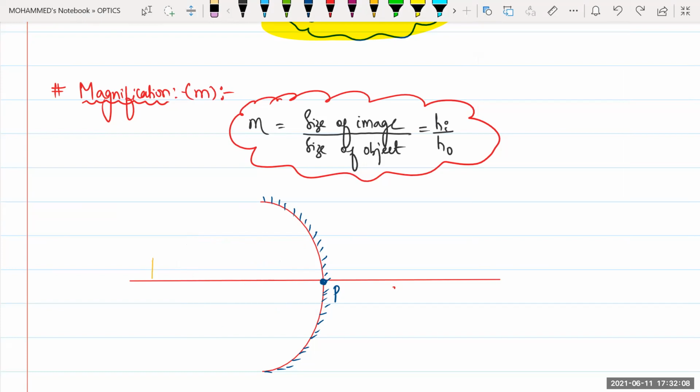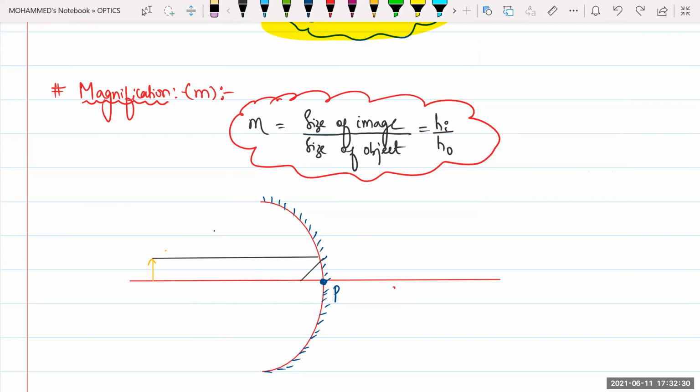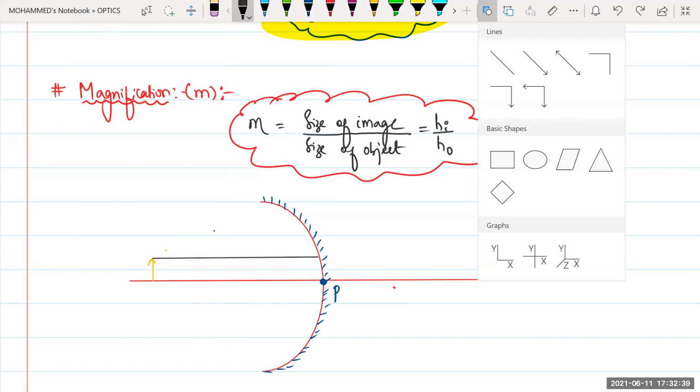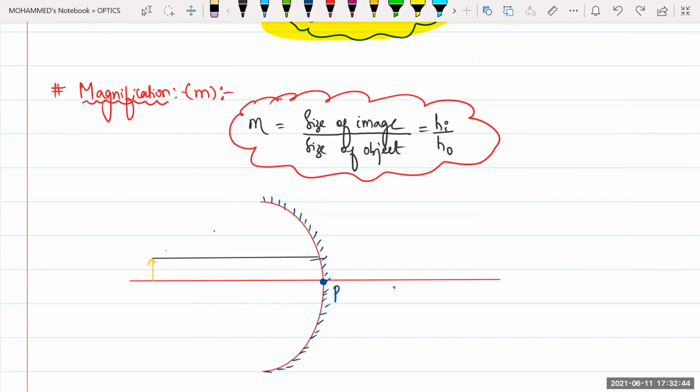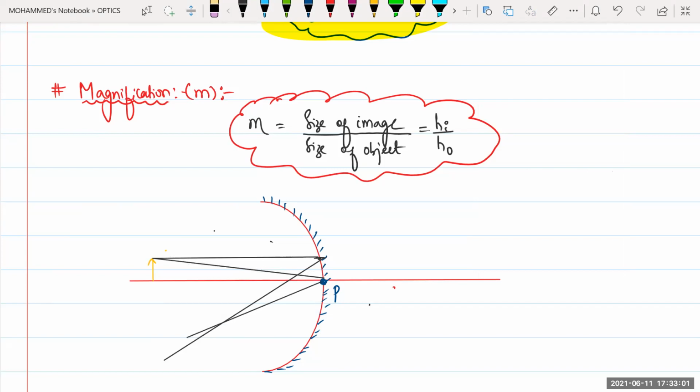So this is the height of your image. Ray diagram: this is one ray which is passing like this, and another ray from this one will be like this. Another ray of light is being incident at the center of curvature like this, at the pole. With whatever angle it is incident, with the same angle it will be reflected back. Anywhere they are meeting, image formation will take place somewhere here, at this point of meeting.